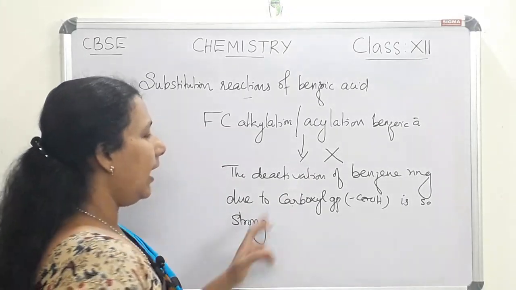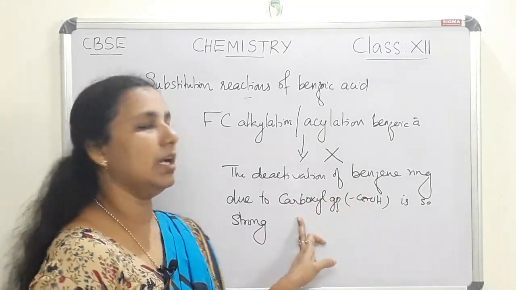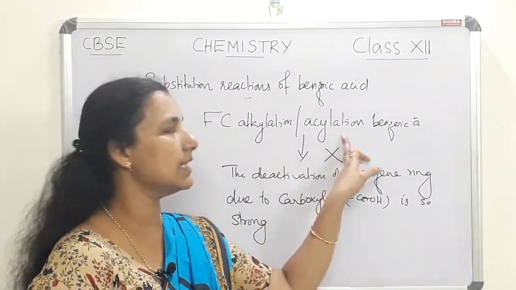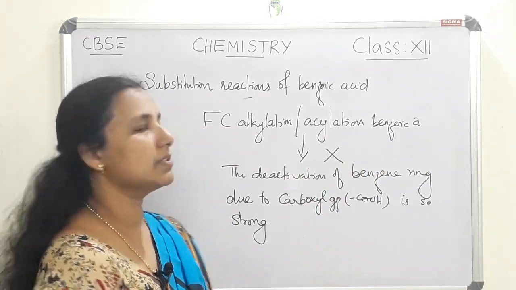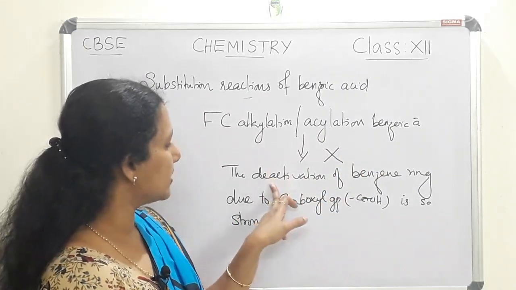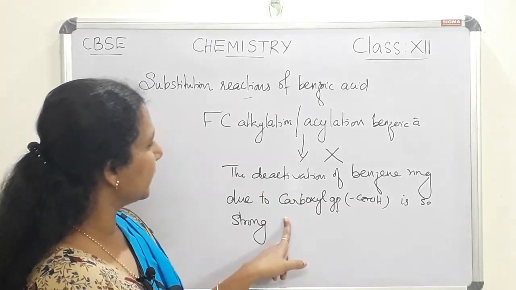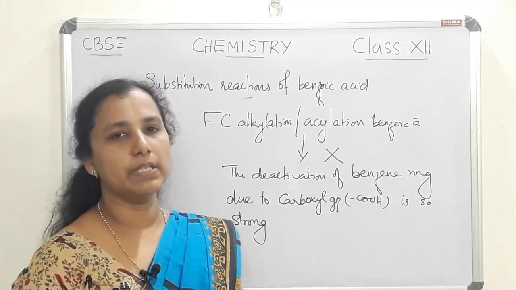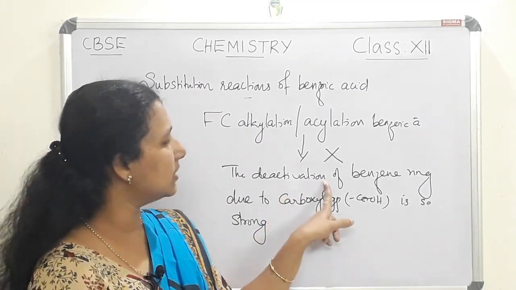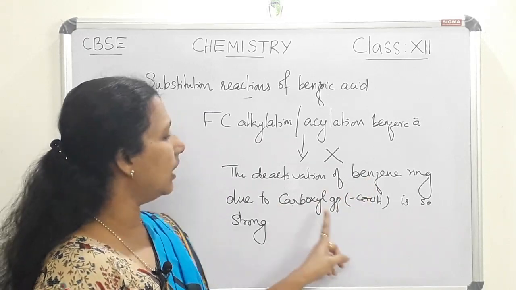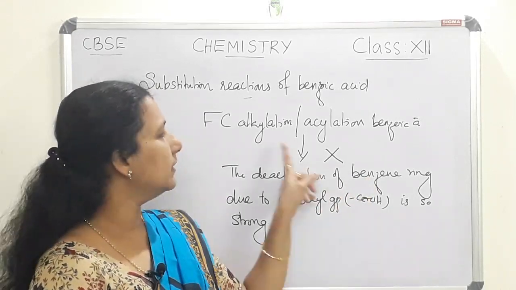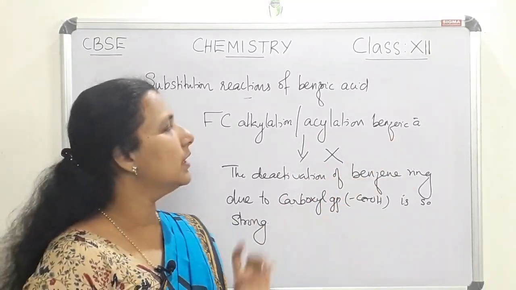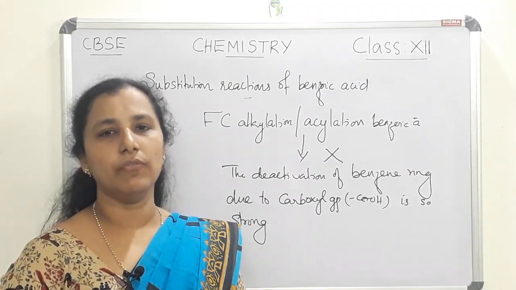So the deactivation of benzene ring due to carboxyl group is so strong, and Friedel-Crafts alkylation and acylation will not take place in the case of benzoic acid. So this is a question for examination also. Why Friedel-Crafts alkylation and acylation will not take place in the case of benzoic acid? So this is due to the deactivation of benzene ring due to carboxyl group is so strong, and this type of reaction will not take place in the case of benzoic acid. So this is about the substitution reaction of benzoic acid.